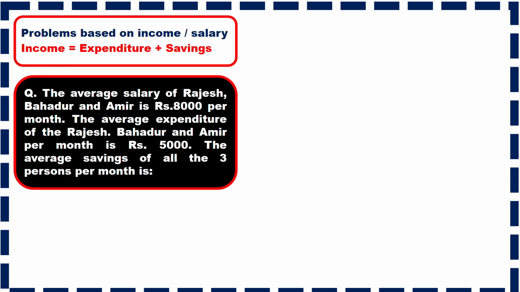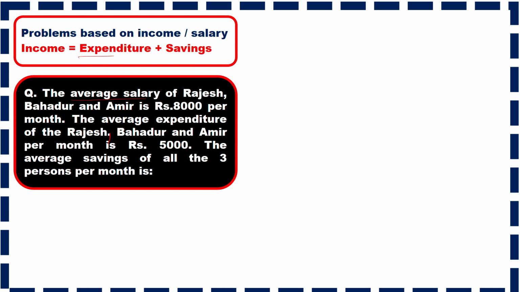Problems based on income and salary. We know the basic formula, which is the income basic relation: income is equal to expenditure plus savings. So how do we use this if the problem is based on averages? The average salary of Rajesh, Bahadur and Amir is rupees 8,000 per month. The average expenditure of Rajesh, Bahadur and Amir per month is 5,000. The average savings of all the three persons per month is?